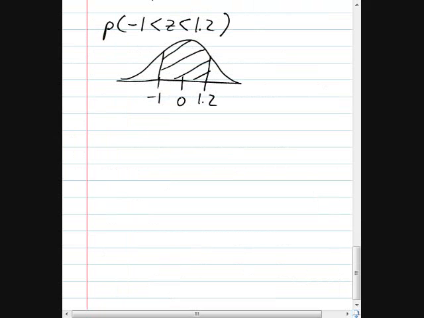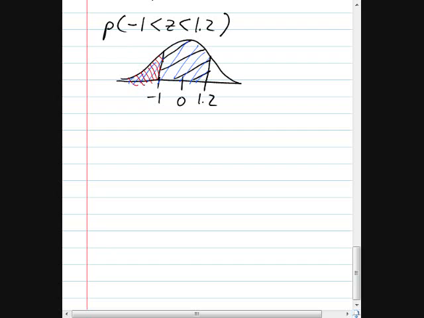What if we're trying to find the following probability? The probability that a standard normal is between negative 1 and 1.2. Again, we want to draw a rough sketch of the picture. Then, we need to do a little creative thinking. I know how to find the blue shaded region. This is the probability that a standard normal is less than 1.2. Unfortunately, that has a little more area than I'm looking for.